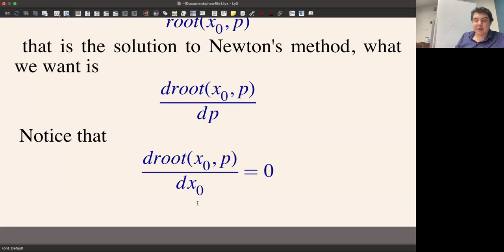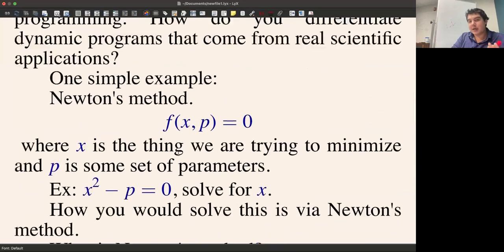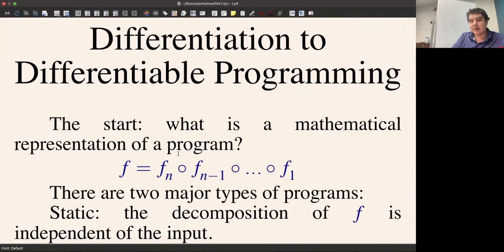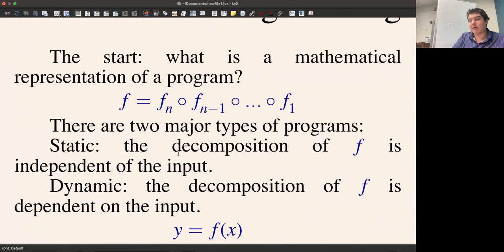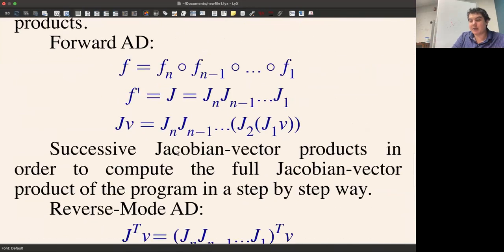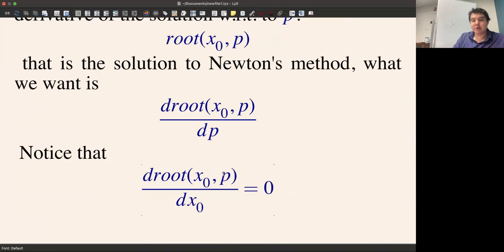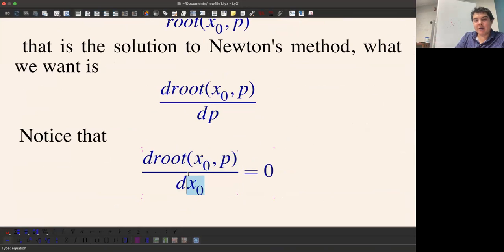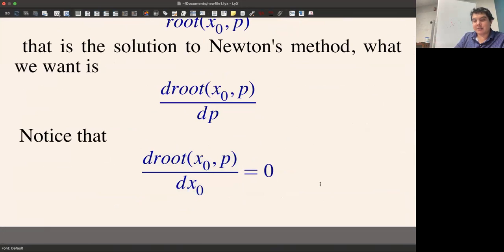So there's a trick that comes into play. Technically, Newton's method has a dynamic computation graph. You don't know how many steps it's going to take to get to the root. But does anyone see the trick that would make it so we can differentiate a static graph and get the solution? I would say that this fact, that the derivative is independent of the initial condition, is a fact to use there. I want to pause for a second.